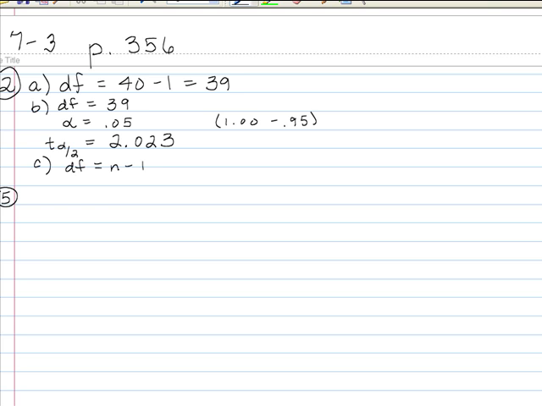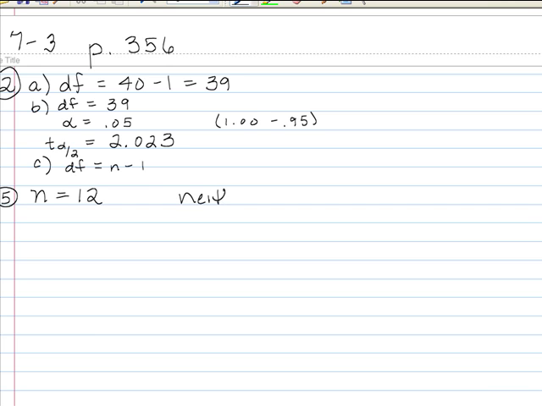Okay, so if we count the dots, 1, 2, 3, 4, 5, 6, 7, 8, 9, 10, 11, we have 12 dots. So n is 12. That means we need the original distribution to be normal. And we're not given any information to that effect, so because the sample is so small, neither applies.